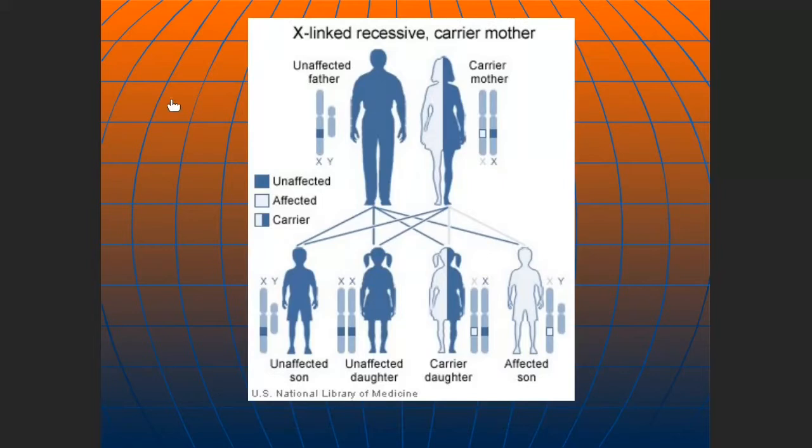Right. What will be the outcome if the father is normal and the mother is a carrier? There is a 25% chance in each pregnancy of having an affected son, meaning a son with hemophilia, and a 25% chance that the daughter will be a carrier of hemophilia. This is if the father is normal and the mother is a carrier.